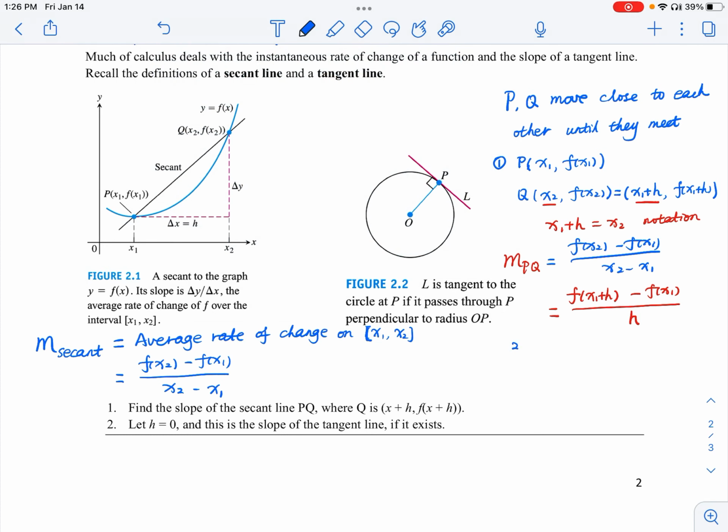However, we said for tangent line, the 2 points come together as 1 point to form a tangent line. So we're going to let h equals 0. Then you can find the slope of the tangent line. We can show you some examples to see how we do that.